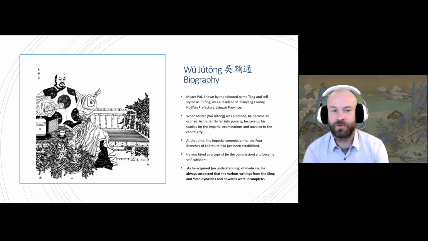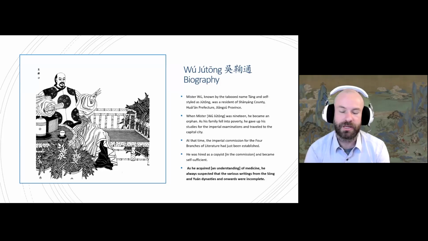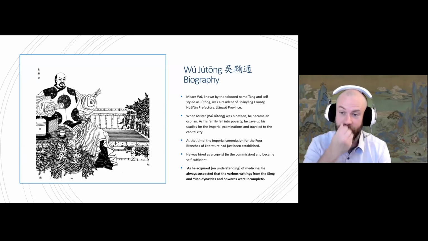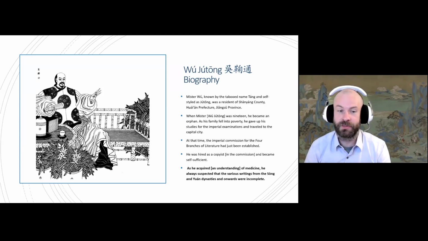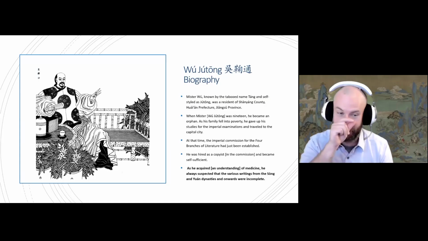At that time, the four branches of literature, which is called in Chinese something like the Siku Quanshu, had just been established. So he was hired as a copyist and he basically paid his own way through that. And what was he copying the books for? Basically medicine. So he basically got to read every single text in the imperial archives on Chinese medicine. And I can tell you, the amount of writings that they had was pretty crazy.